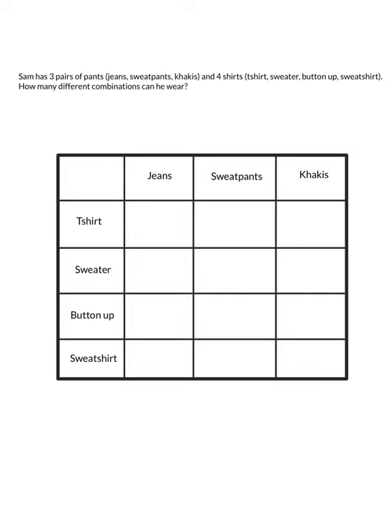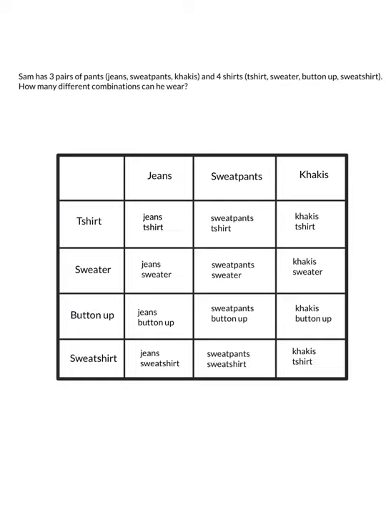To fill in the rest of the table, we simply follow each column and row to see what combination of pants and top he matches. You can now use this information to determine the probability of any specific outcome.